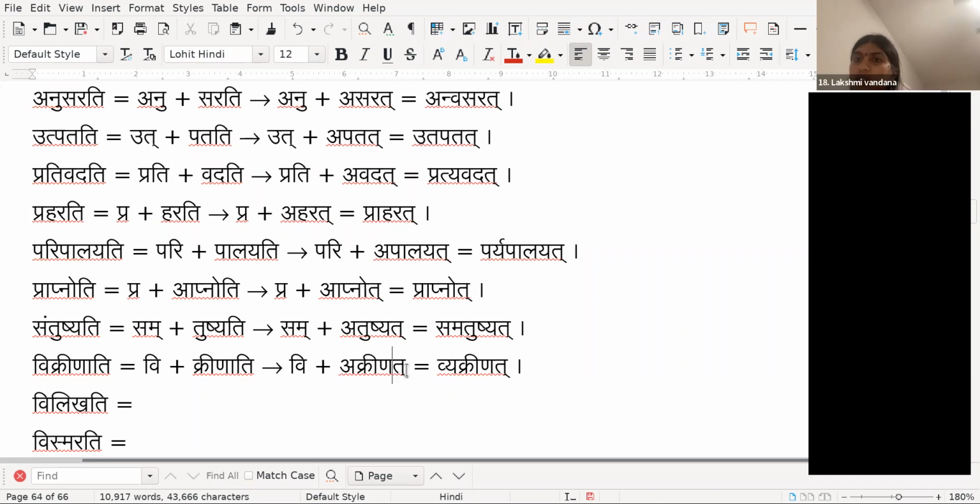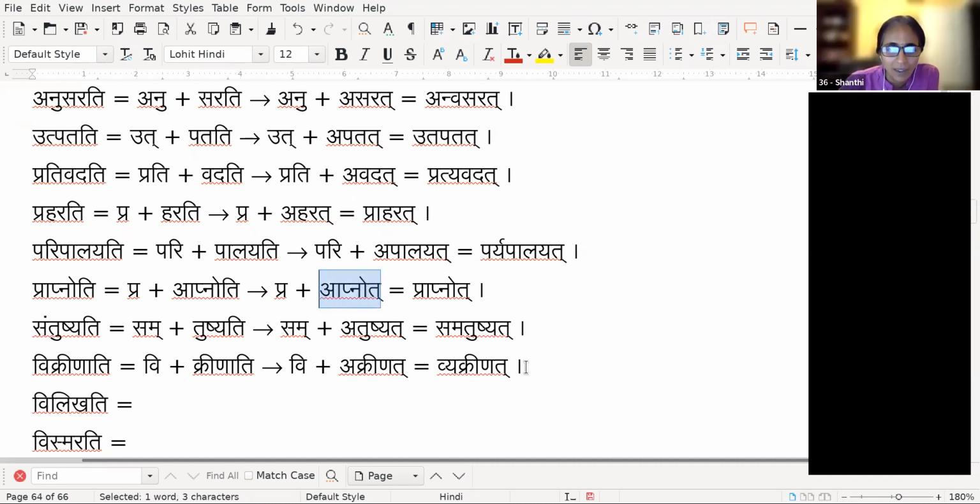Vikrinati. No, this is correct, right? That's what I'm checking, sir. Yes, please check that. While she's checking that, I have not seen this word before, so I have a question. Apnoti. The langlakara of apnoti is apnot. Langlakara apnot means obtain. Yes. We can check in Ashtadhyayi if you want. I don't know that word, so I'm asking. We check when we have doubts.